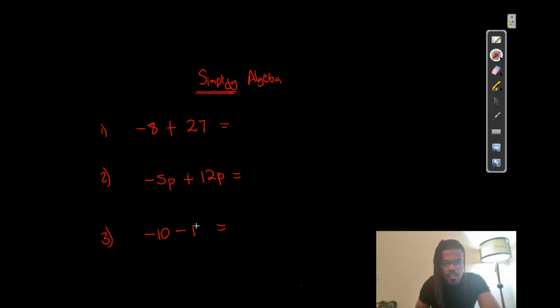So I'm going to give you a couple. I'm going to give you -8 plus 27, numerical realm. Let's go in the algebra realm a little bit: -5p plus 12p. There we go. And then we're going to jump back into the numerical realm: -10 minus 17. There we go.